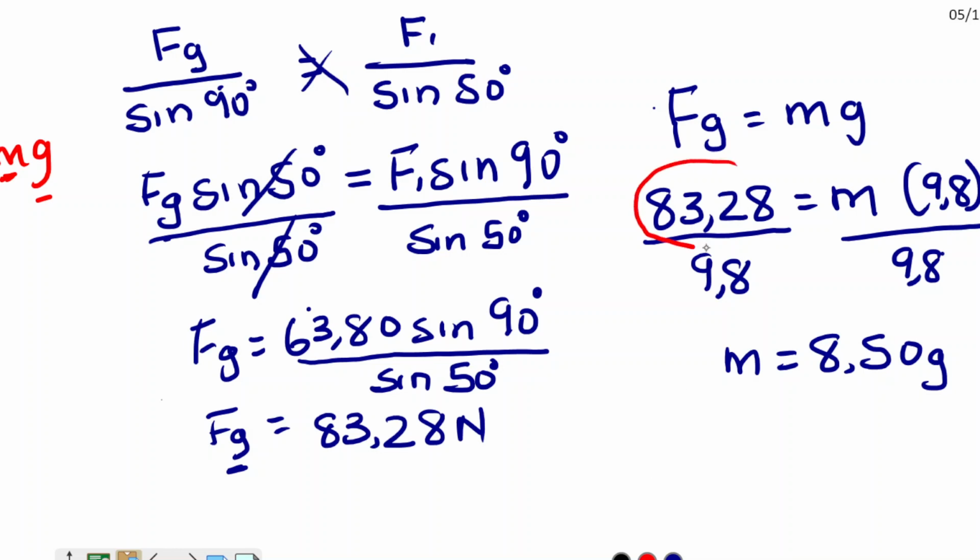Now, here, you're not supposed to take two decimals first. You must write all that number that you got, then you divide by 9,8, then you get 8,50. That is the amount of the mass of the block. So I'm going to show you now the second method to find this mass.